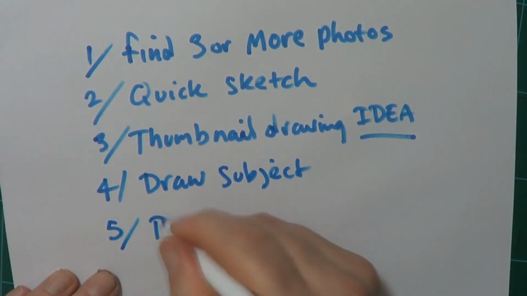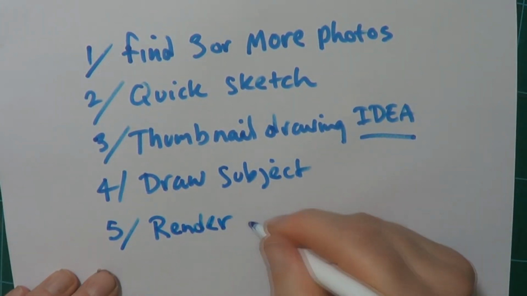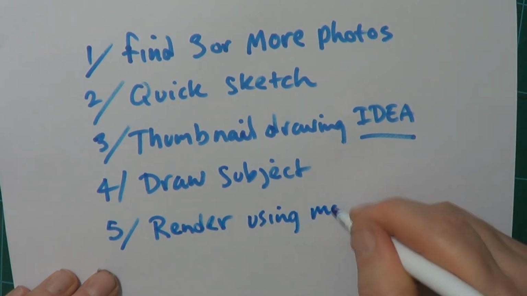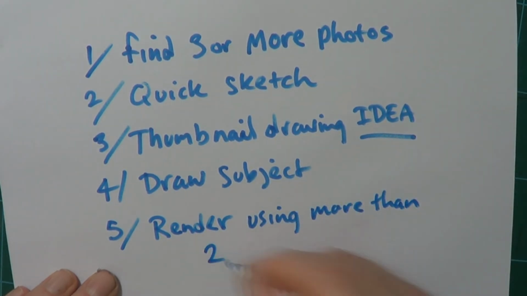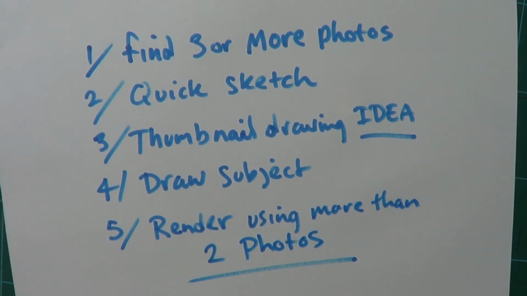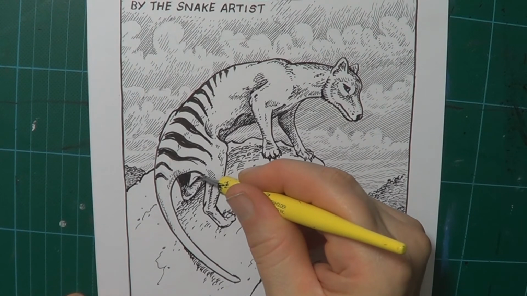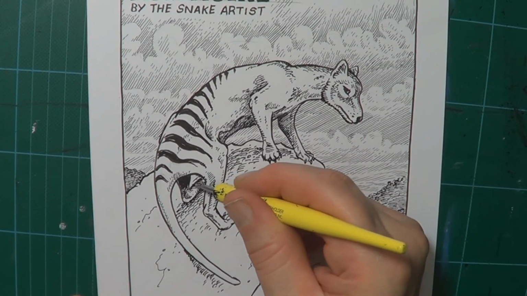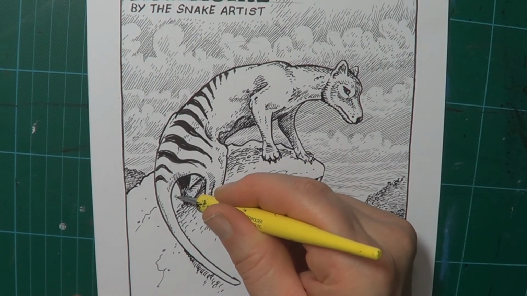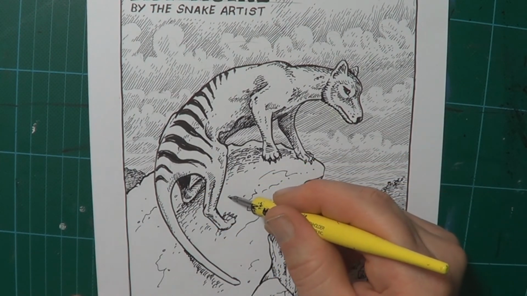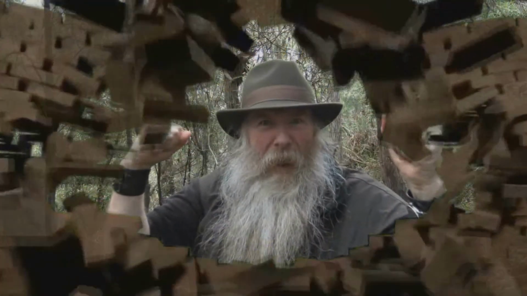And 5. Render the subject. And this is where you're using photographs to work out the highlights, the textures, the shade, the color. Use at least 2 photographs, don't rely upon one. In fact, the more photos the better. The more photos you use, the less likely you are of breaking copyright. And that's how I will reference photos. I don't directly copy. I have a bit of artistic flair there.